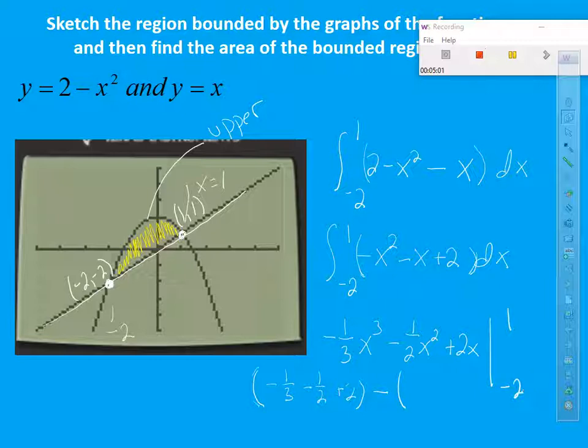Now run negative 2 through there. Well, negative 2 cubed is negative 8 times negative 1/3, so I'm going to have 8/3 minus negative 2 squared is 4 times a half, which is 2. I then plug in the 2 into there, and I'm going to get negative 4. Now at this point, I'll probably pick up my calculator and run that part right here through my calculator.